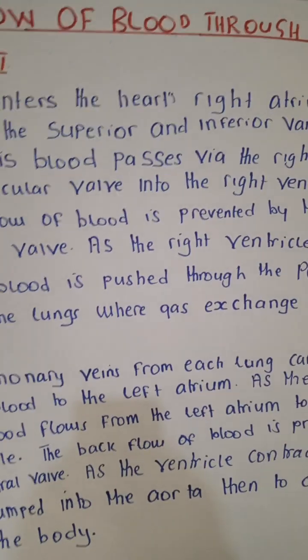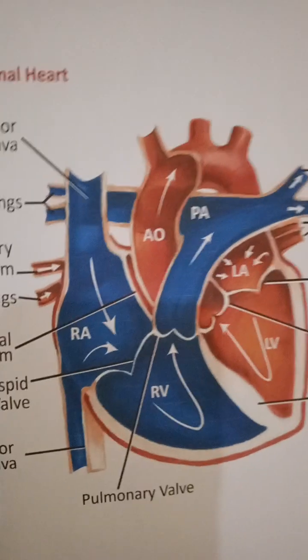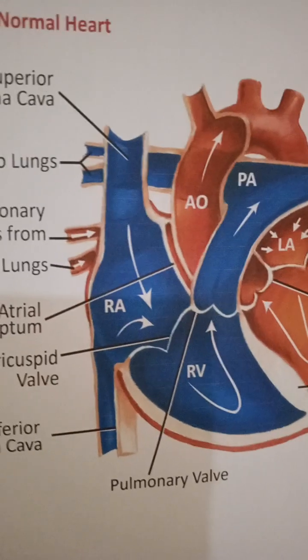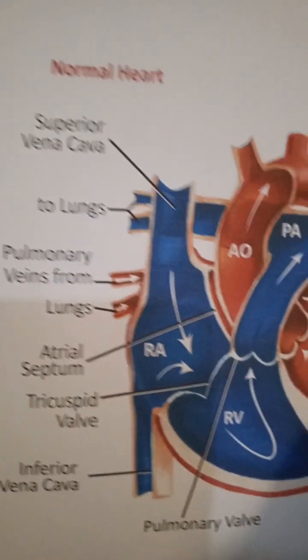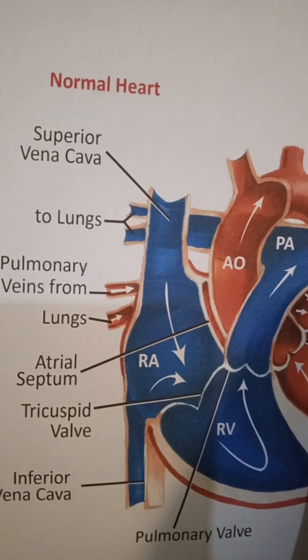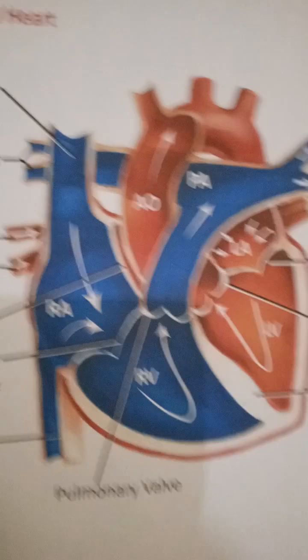Alright, you are welcome. So today we are discussing the flow of blood through the heart. Okay, so this is a diagram of the heart. We have the right atrium, the right ventricle, the left ventricle, the left atrium, the aorta and other parts of the body.